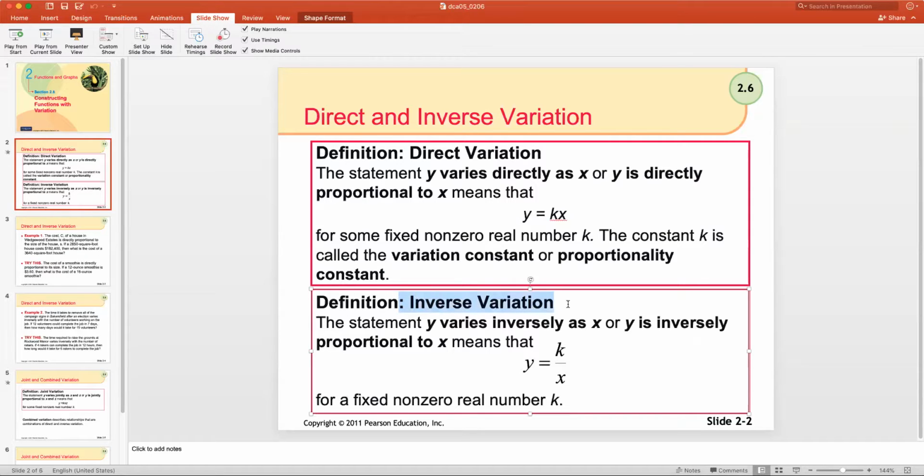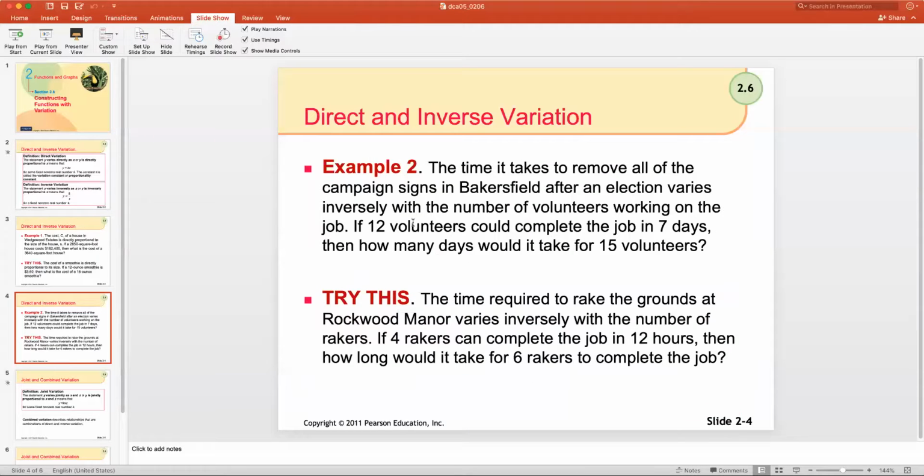How can you express that? Between two variables, one increases, the other one decreases; one decreases, the other one increases. Then the mathematical expression of that is this: y equals k over x. Since x is in the denominator, as x is increased, that fraction is decreased. It makes sense, right? So let's see example two.